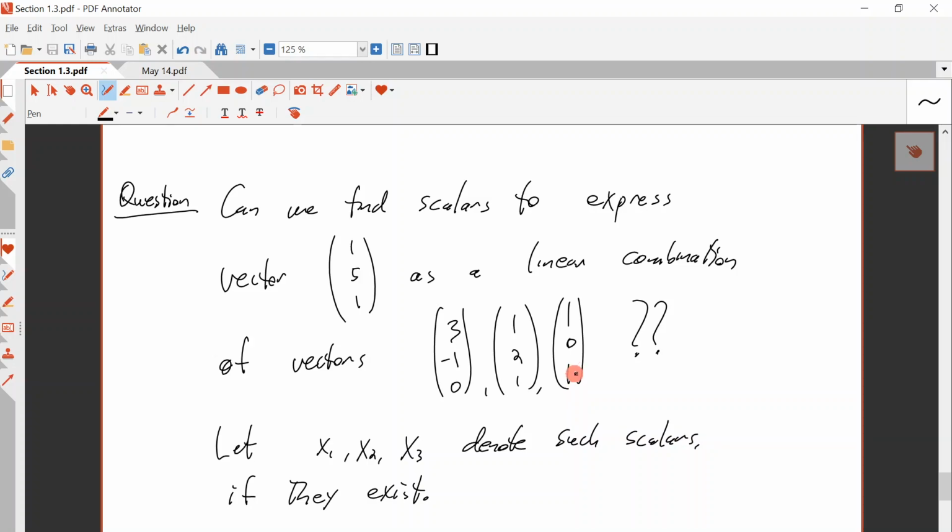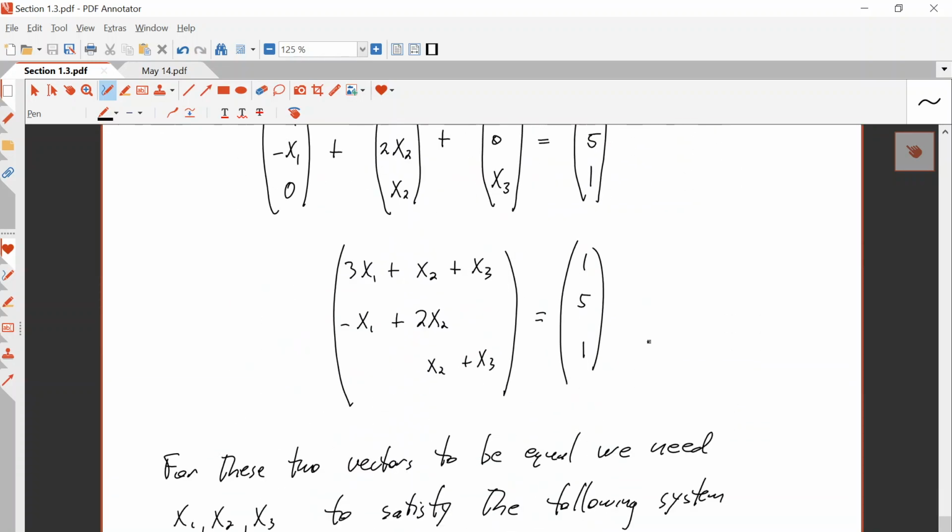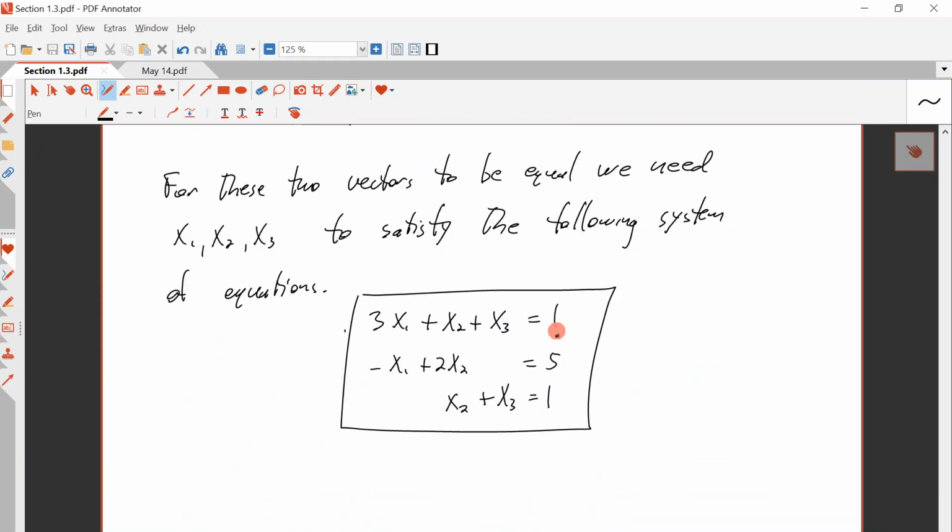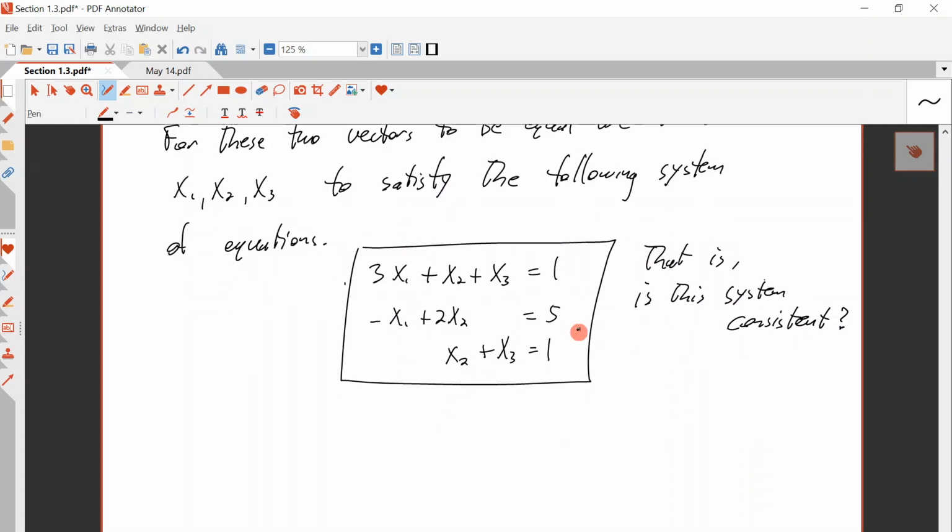So this question is the same question as asking, is there a solution to this system of equations? Here's (1, 5, 1), (1, 0, 1), (1, 2, 1), (3, -1, 0). Is this consistent? Does it have a solution? Well, let's check it out.